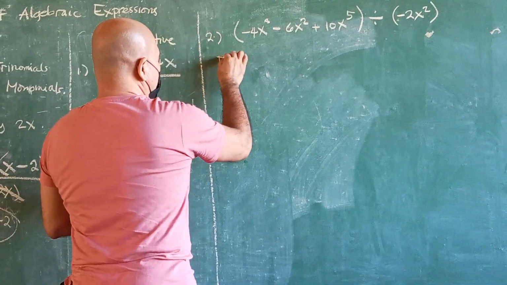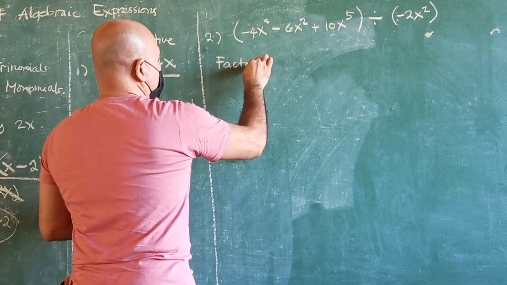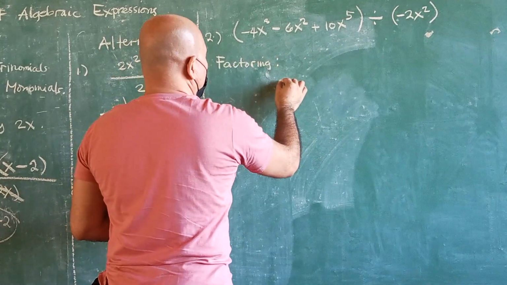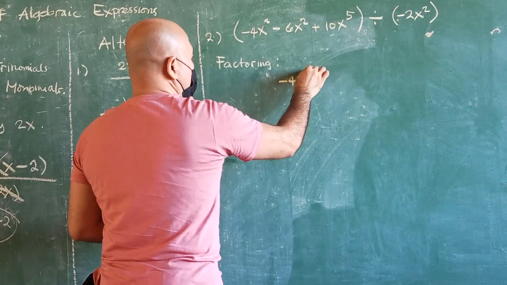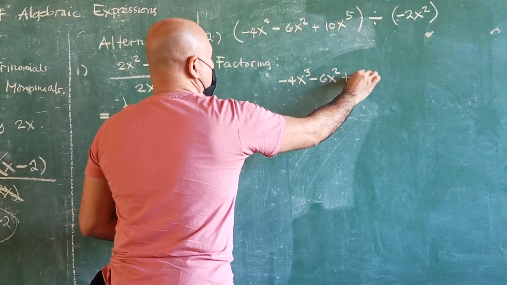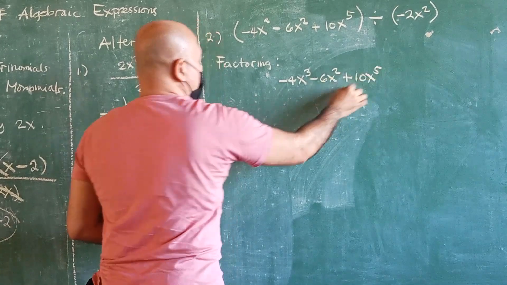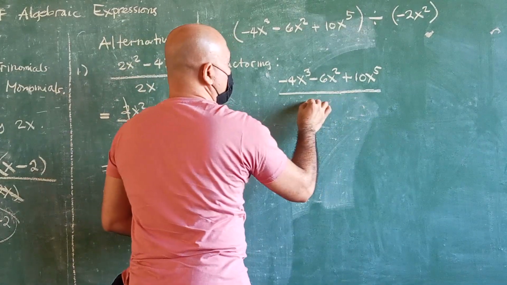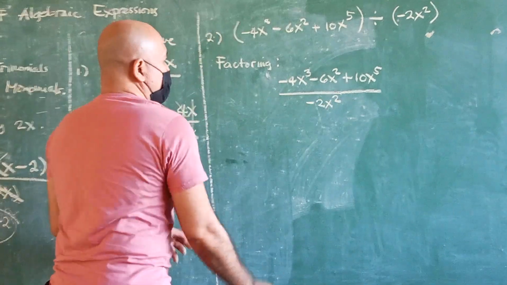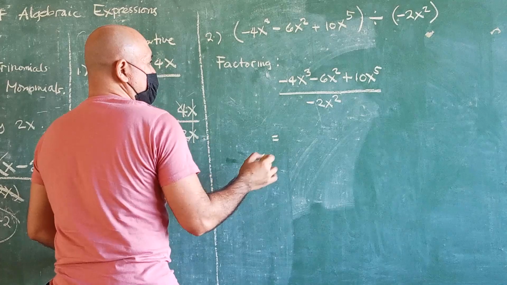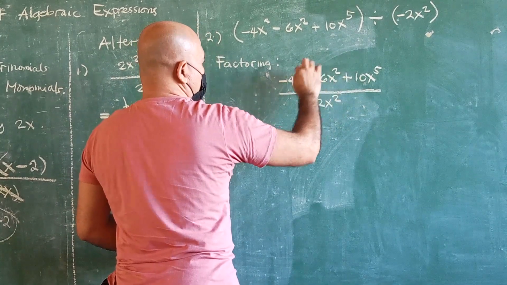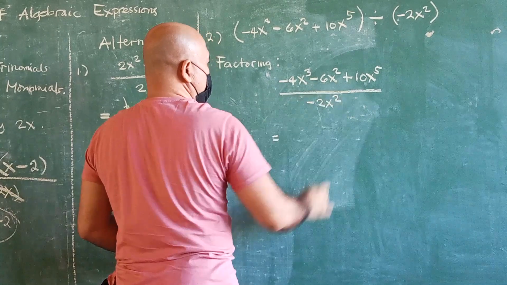So for the factoring, just rewrite negative 4x cubed minus 6x squared plus 10x raised to the power of 5, all over negative 2x squared. And then after that, try to factor out the common monomial from these three terms of the given.